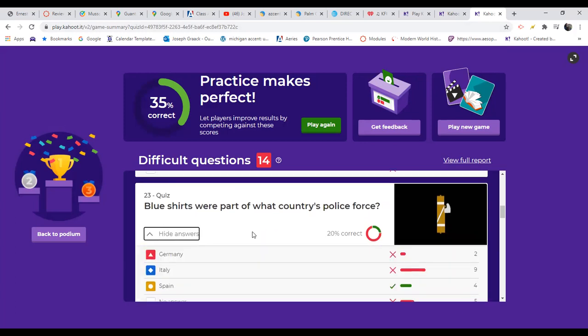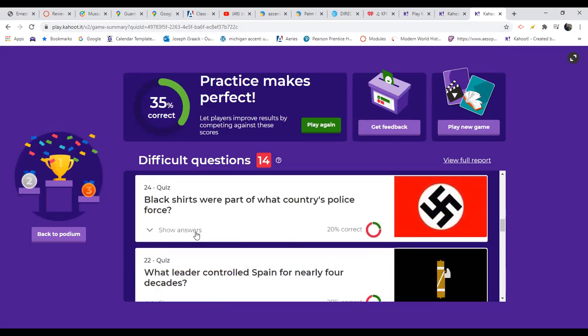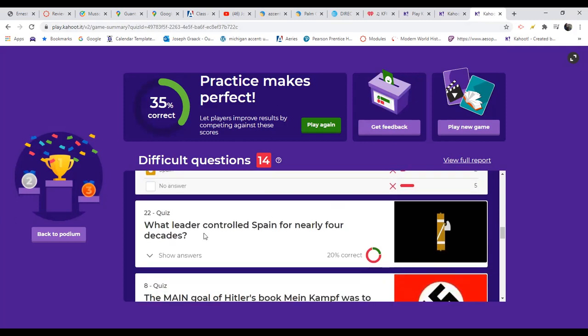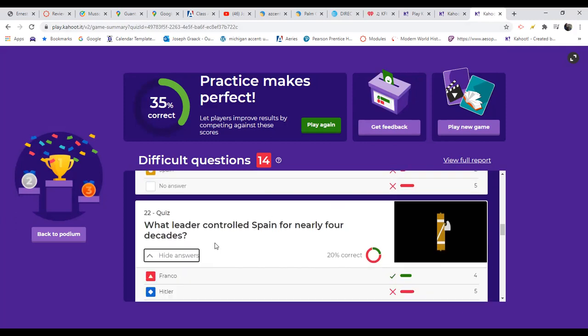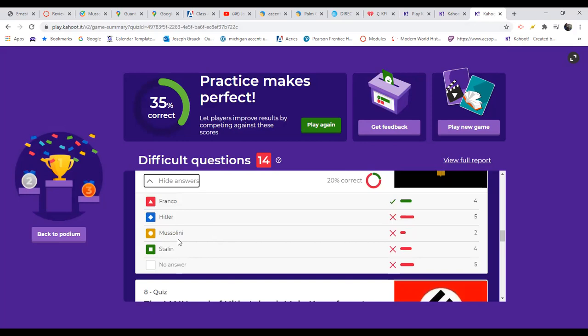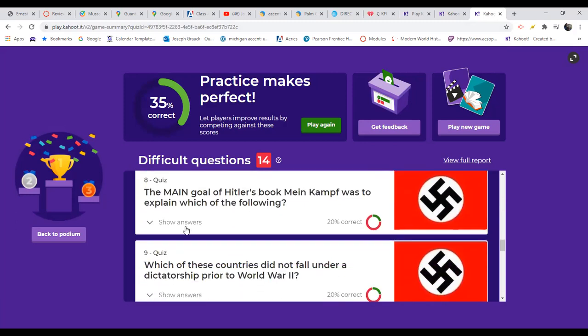Blue shirts are part of Spain. Black shirts are part of Italy. What leaders control Spain? That's Franco, right? Stalin was Soviet Union. Mussolini was Italy. Hitler was Germany. You should have known the other three, so by process of elimination.